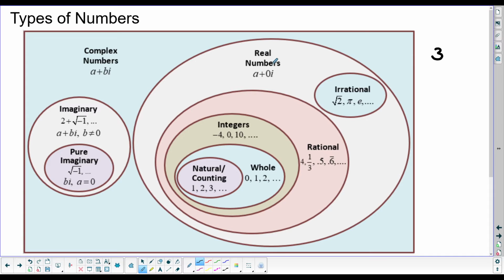So 3 is a member of the real numbers, it's a member of the rational numbers, it's a member of the set of integers, whole numbers, natural numbers. 3 is not an irrational number. Okay, so 3 is not an irrational number.